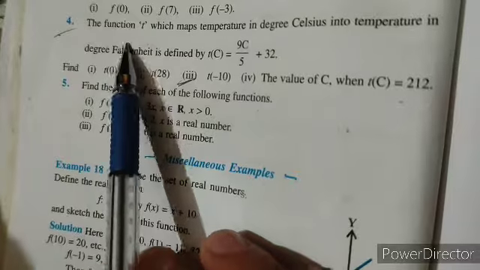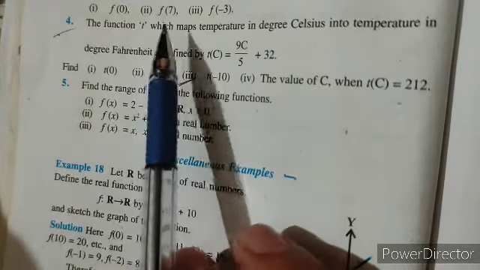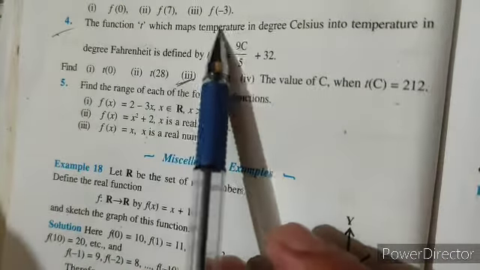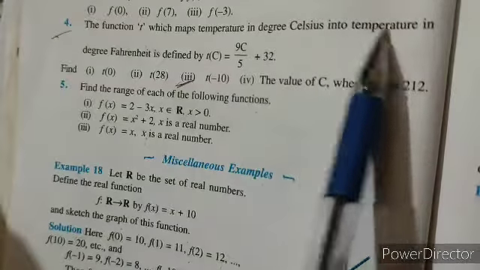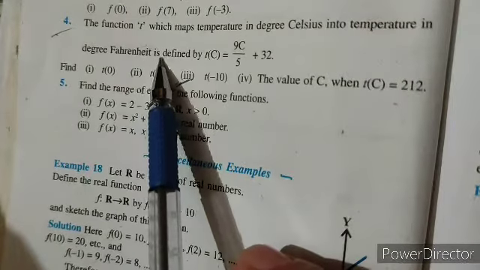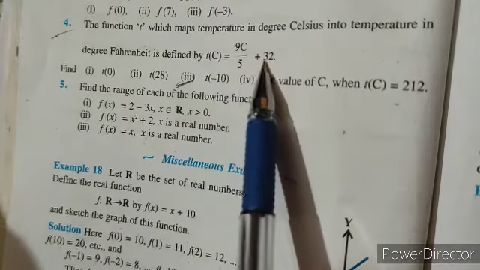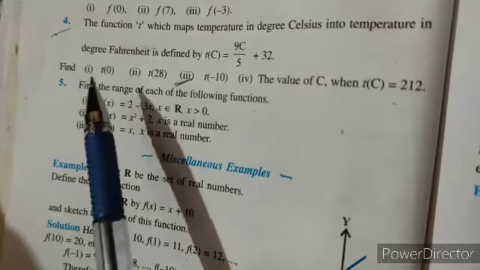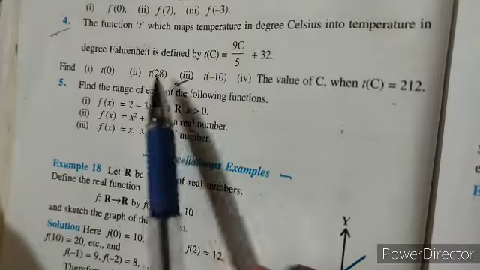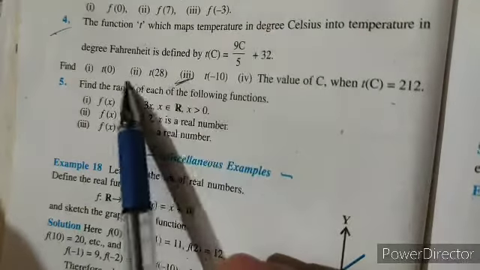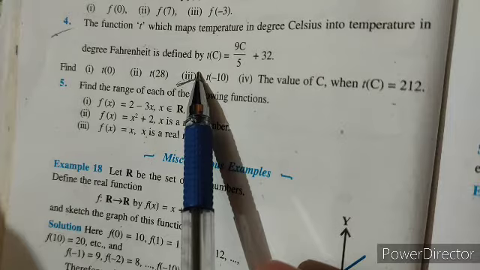In question number 4, the function T, which maps temperature in degrees Celsius into temperature in degrees Fahrenheit, is given by Tc equal to 9c upon 5 plus 32. Now here we have to find T0, T28, T minus 10. These three parts can be obtained as we have done question number 3.